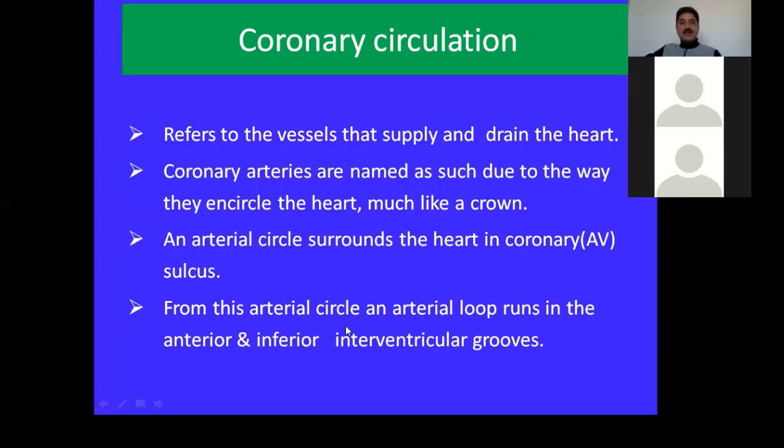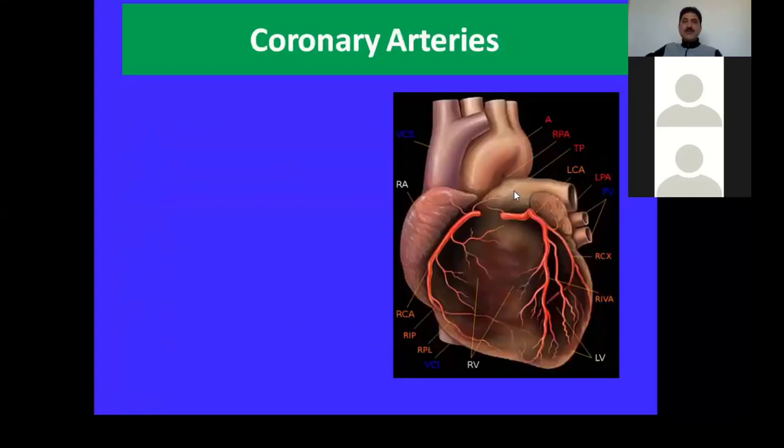From this arterial circle, an arterial loop runs in the anterior and inferior interventricular grooves. In the anterior interventricular groove, there is the left anterior descending coronary artery, a branch from the left coronary artery, which goes towards the apex. And in the inferior, which is also called the posterior interventricular groove, there are also branches from the coronary arteries. We will discuss in the subsequent section. Now let us go to this picture, basic picture of the coronary artery.